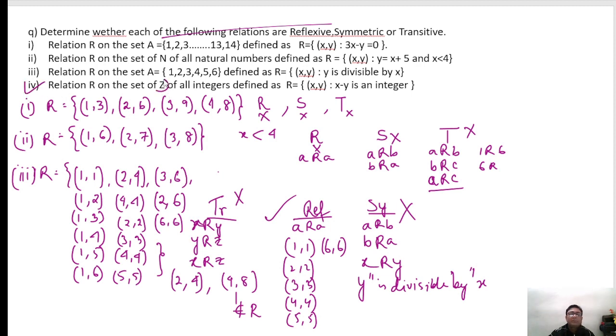Set of all integers, that means I will take all negatives and positives. x minus y is an integer. So let's check. They are telling x related to y. What are they trying to tell? x minus y is an integer. That we have to check. And x and y we have to choose from the integer set. So let's see.